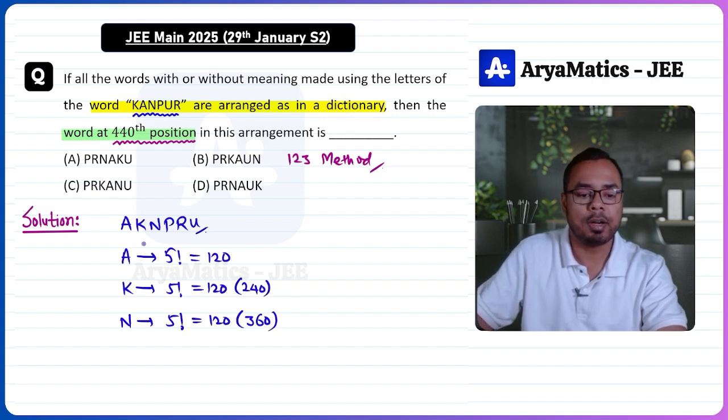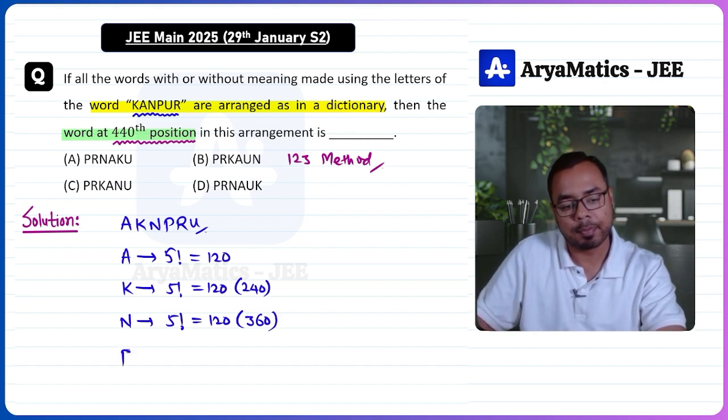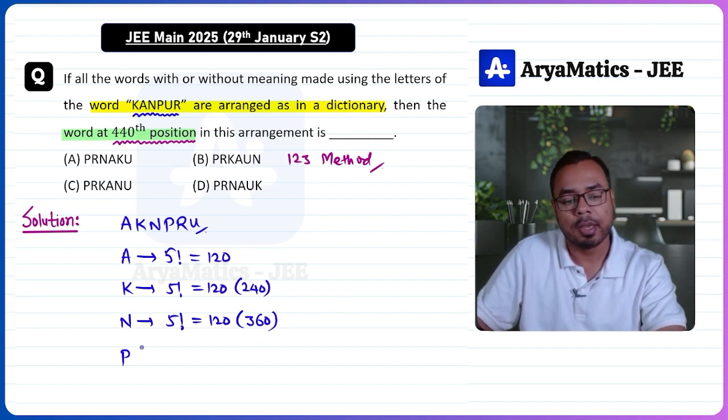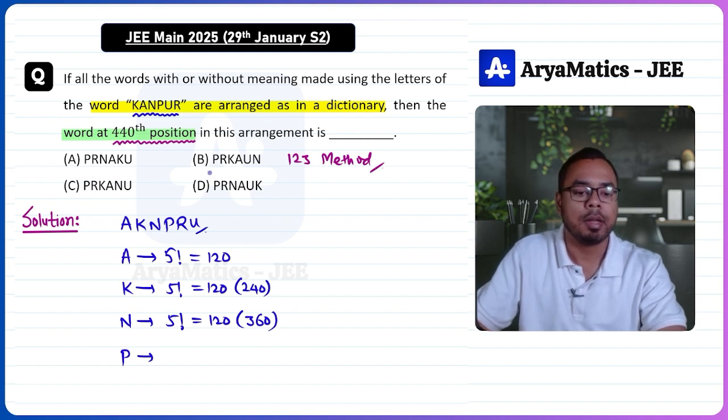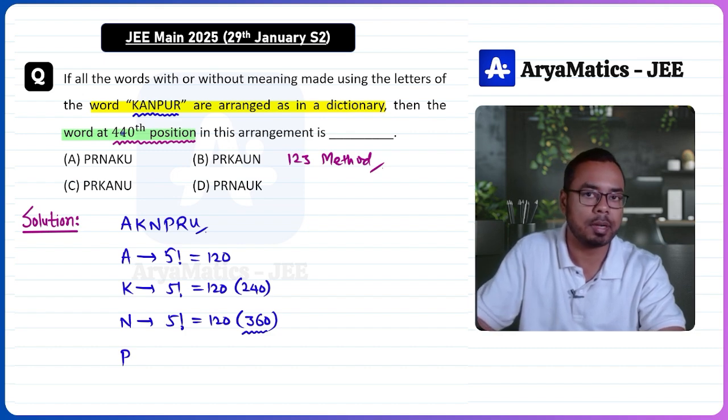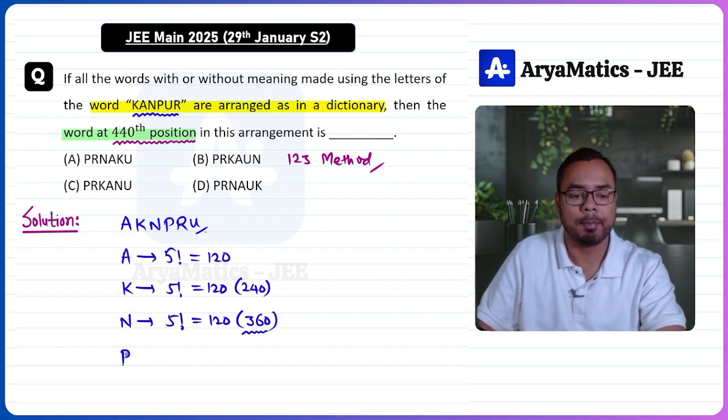Now after that, word formation will begin with letter P. We have to get close to 440. We have reached till 360. Now after N, the word formation will begin with letter P. Now with P, if you make another 5 factorial, then you will cross this number 440. 360 plus another 120 will make it 480. We need the word on the 440th place. So the word on that place will start with letter P, right?